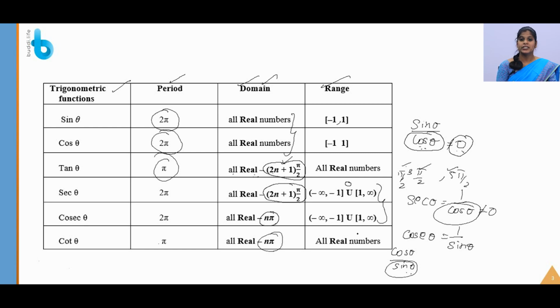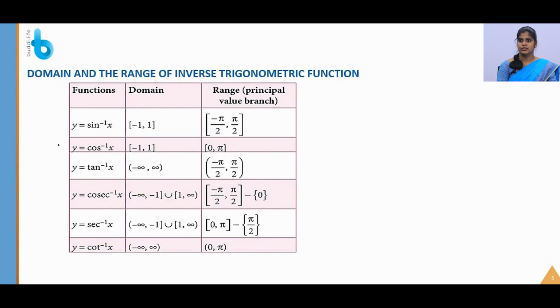Now our inverse function is quite similar to this only. We'll see the domain and range for the inverse trigonometric functions. See, our function there is the sine function. Inverse of sine function is sine inverse of x. So cos inverse of x is inverse of cos x. Tan inverse of x is inverse of tan x.